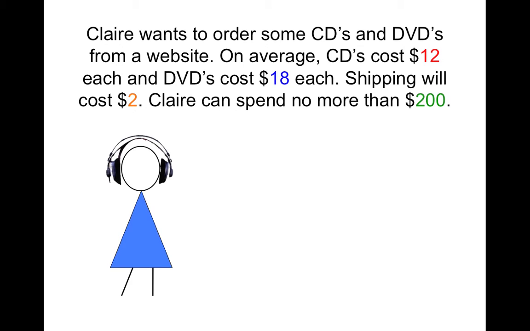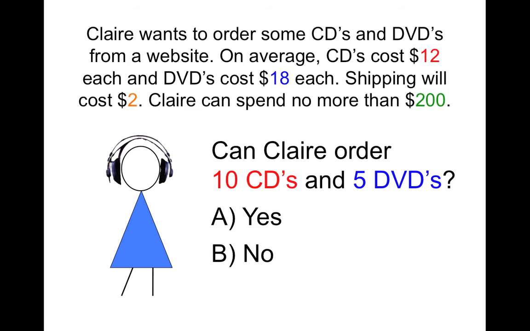Claire wants to order some CDs and DVDs from a website. On average, CDs cost $12 each and DVDs cost $18 each. Shipping will cost $2. Claire can spend no more than $200. So just to start to wrap our heads around this problem, decide whether Claire is able to order 10 CDs and 5 DVDs.